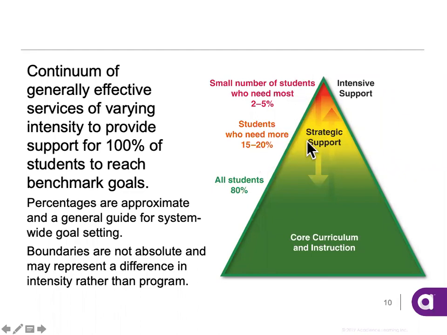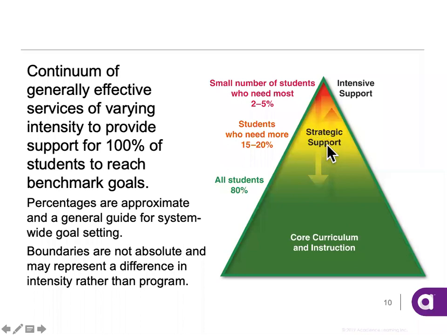This allows us to then add on that extra dose of instruction at tier 2 at another time of day. This extra dose might be 30 to 45 minutes in a group of 3 to 5, in addition to the 90 to 120 minutes of core instruction.